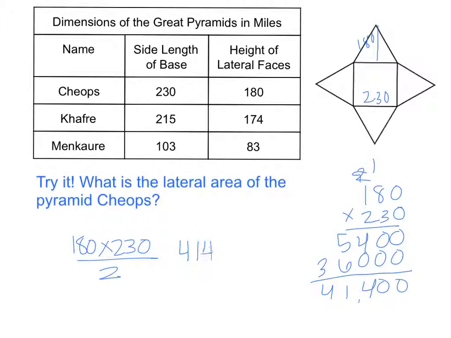Now we need to divide that by 2. Make sure I get all my zeros in there. Divide it by 2. 2 goes into 4 twice. 0, 7, and 0, 0. So 20,700. But remember, that's just for one. These are huge pyramids, boys and girls. If you think about it, that is a huge pyramid. So then I need to take 20,700 and times it by 4, because there's 4 of them.